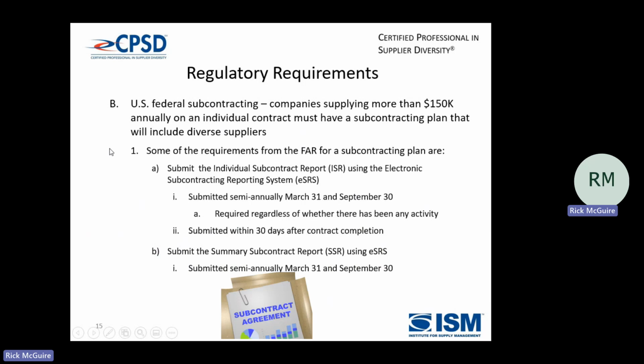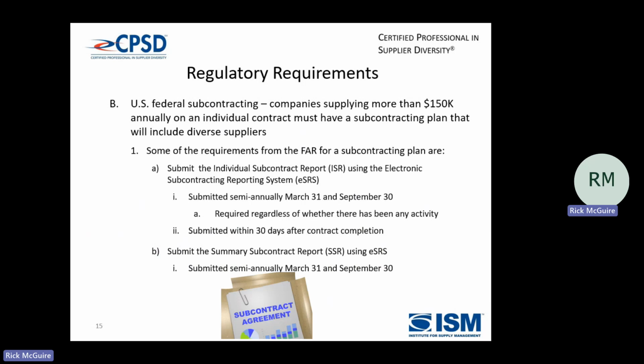U.S. federal subcontracting. Companies supplying more than $150,000 annually on an individual contract must have a subcontracting plan that will include diverse suppliers. This is according to the FAR. Some of the requirements for the federal acquisition regulations for a subcontracting plan are: submit the individual subcontracting report, ISR, using an electronic subcontracting reporting system, of course. Submitted semi-annually, remember that, twice a year, March 31st and September 30th.